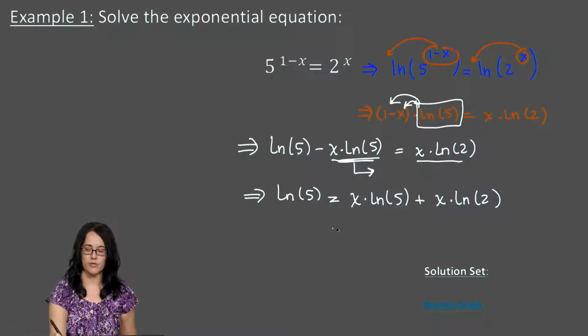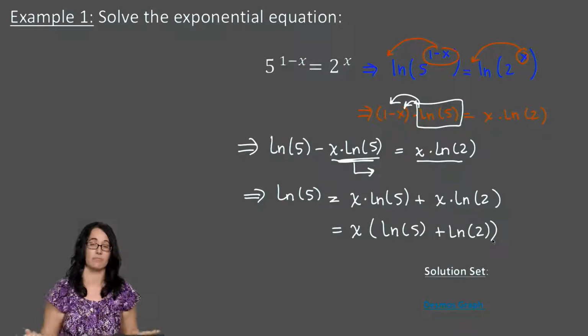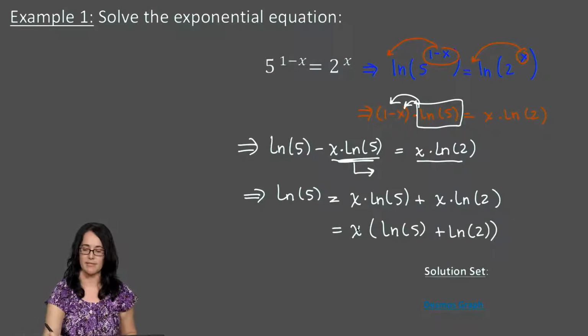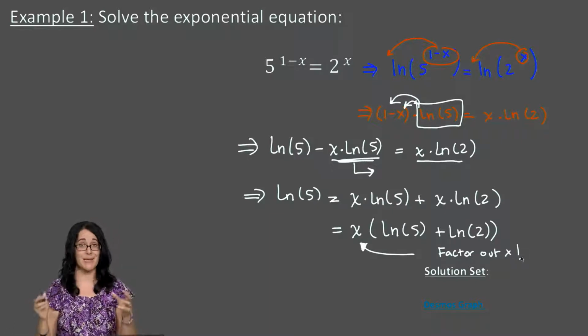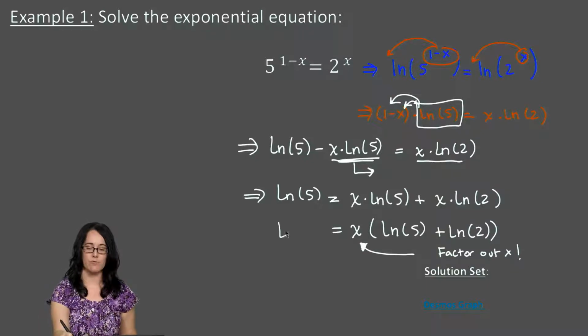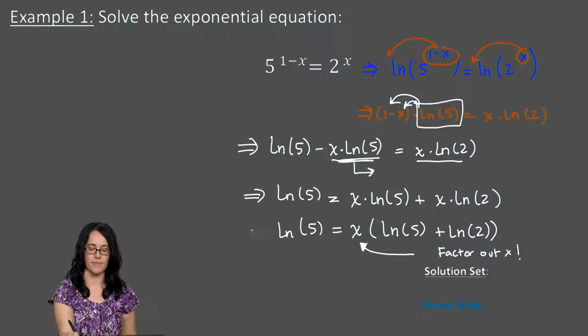In other words, you could factor out the x. How many copies of x do I have? Natural log of 5 plus natural log of 2. That's how many copies of x I have. Okay, so that's all I did, is I factored out the x. That's a very common trick. Factor out x. If you're trying to solve for something, if you're trying to isolate it, you want to put it out aside in the front, okay? That is equal to the natural log of 5.